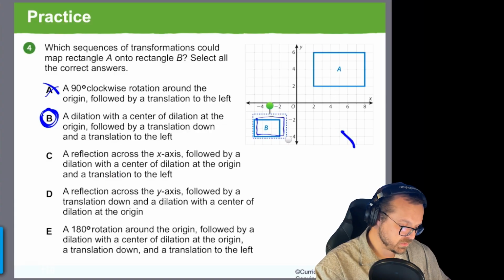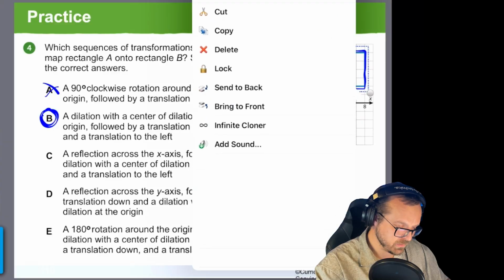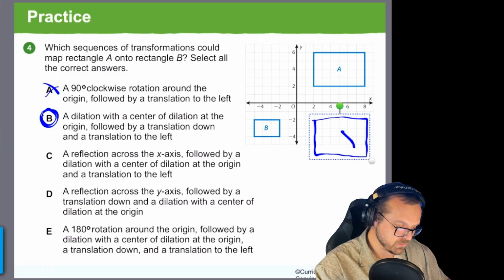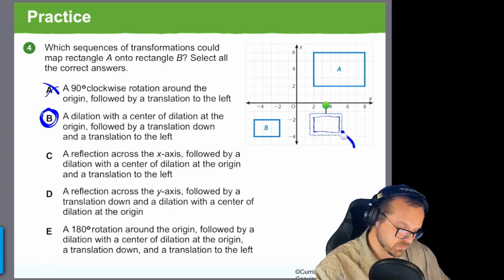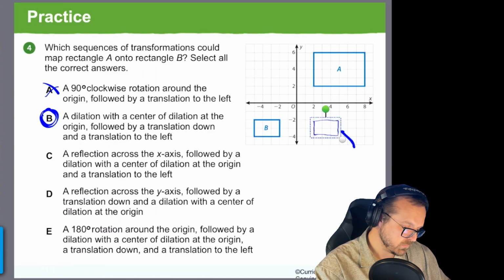What about a reflection across the x-axis? A reflection across the x-axis would put us here, followed by a dilation around the center at the origin. Well, if it was a small enough dilation, we'd be about here. And then we get closer. And then translating left. Ooh, no.